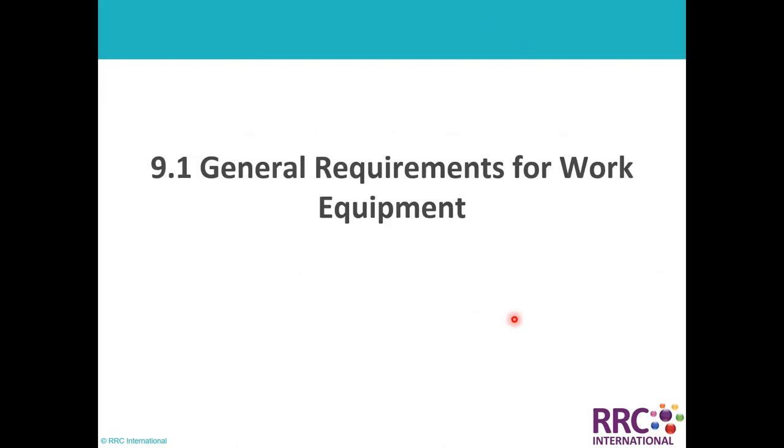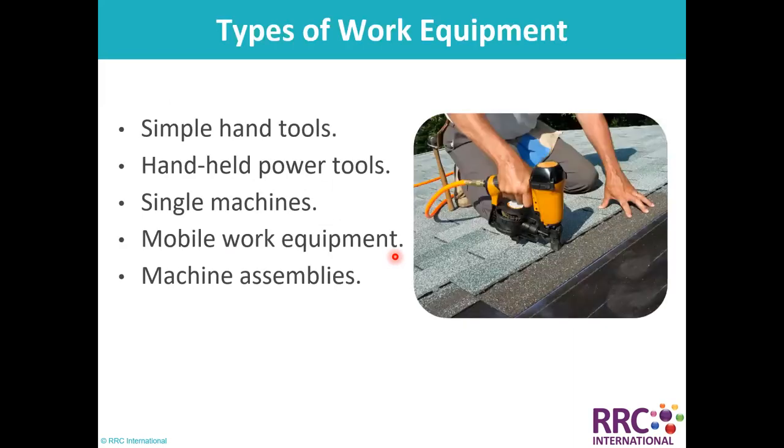So starting the first topic, that is our module 9.1, general requirements for work equipment. What are the general requirements for work equipment? First of all, we should know what different types of work equipment we are having on our job site. We are having simple hand tools and handheld power tools. Simple hand tools are like hammer, chisel, screwdriver. Handheld power tools are like portable electrical drills, circular saw. Single machines are like photocopier, bench mounted abrasive wheel, lathe machine, compactor.